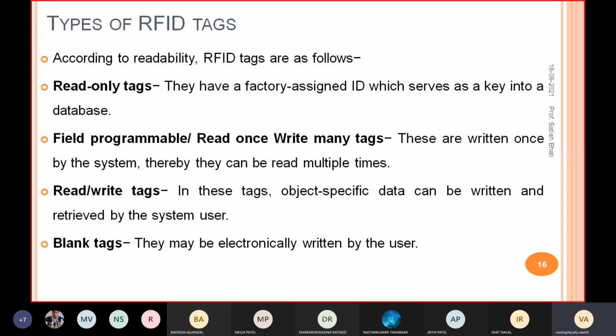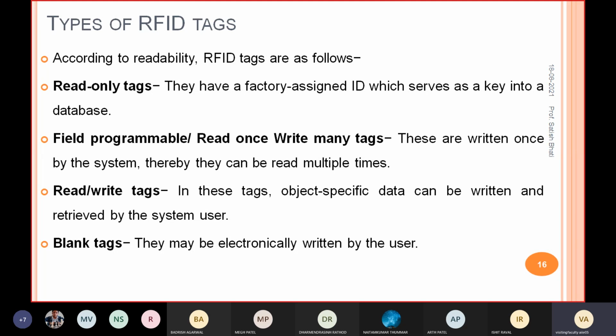Then the second is field programmable, or write once, read many tags, which we have discussed. When you purchase it, those tags are like a blank paper, right? And you can write once only. Once you write the information, that information may be a description of the data, it may be some serial number, or anything. Once you write the data, you can't change it. You can only read it, right?